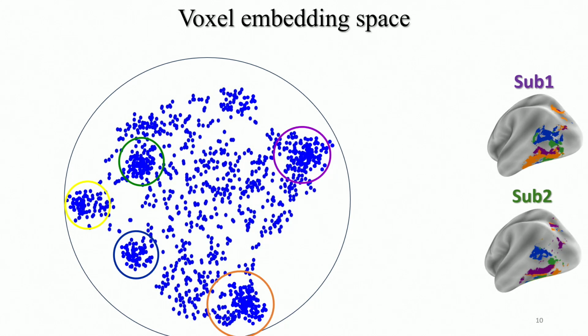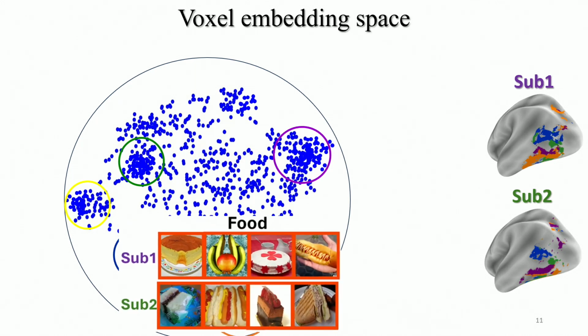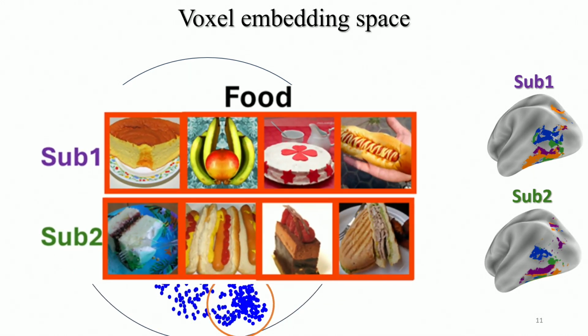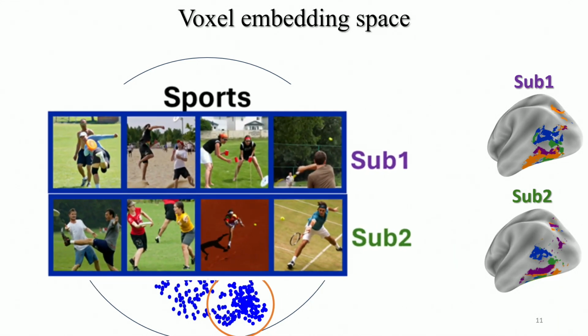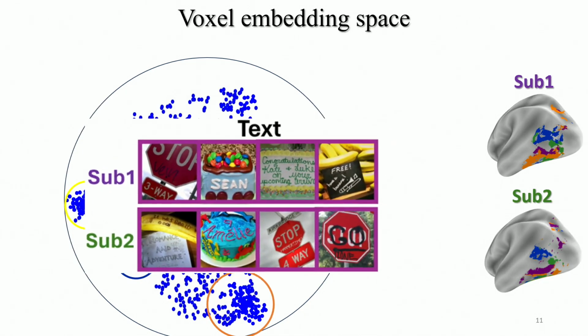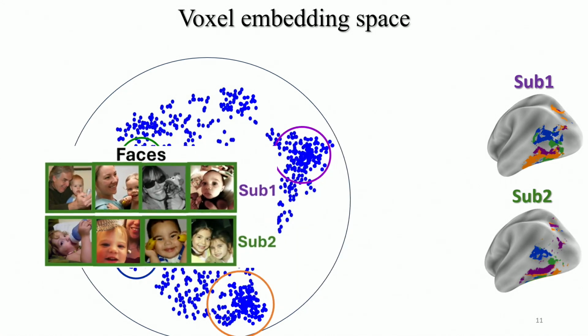So what does each cluster actually represent? Let's look at images that highly activate each cluster. Here, for the orange cluster, we can see in the top row the images that highly activate this cluster for subject 1, and at the bottom row for subject 2. Even though each subject saw completely different images, the semantic categories emerge. Here is another cluster: sports, text, and faces.